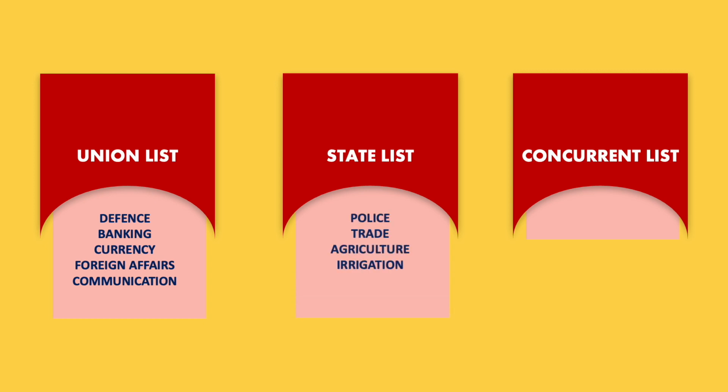The State list comprises subjects on which the state government has the power to enact laws. Examples include police, local governments, trade and commerce, and agriculture within the state.